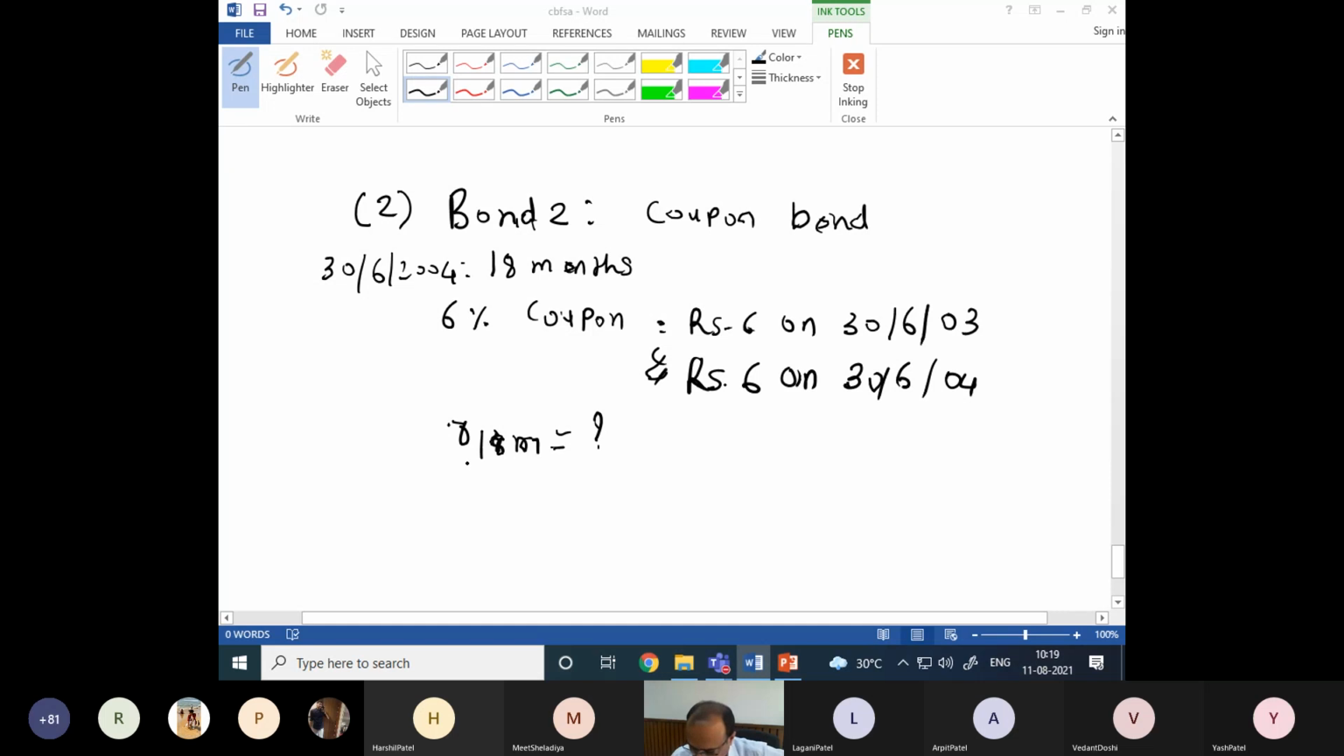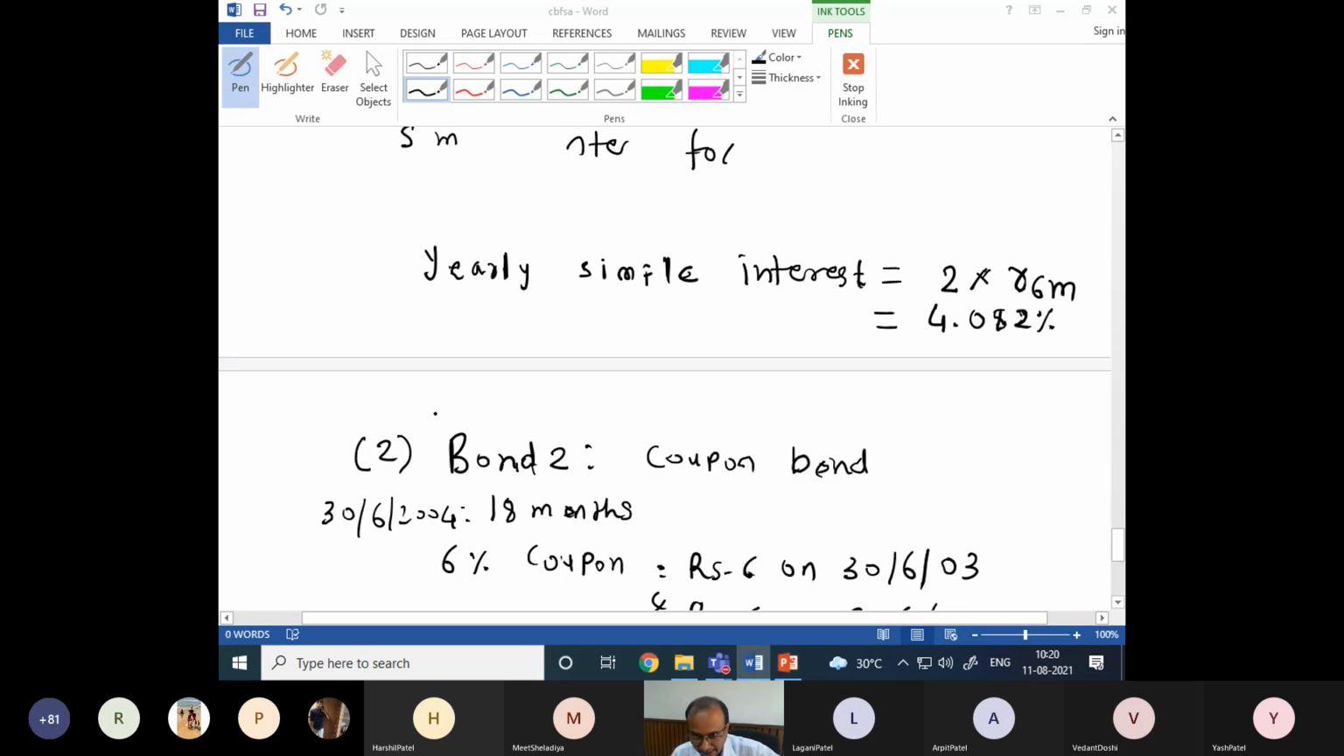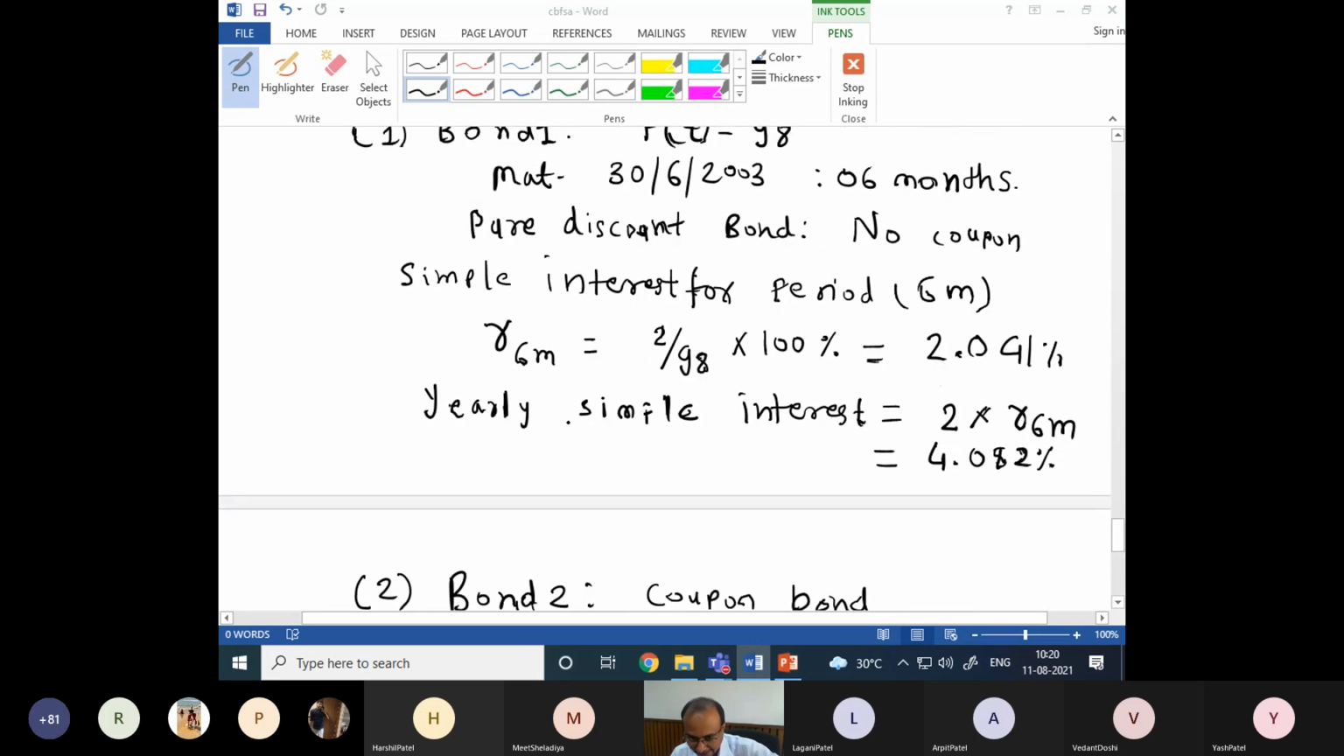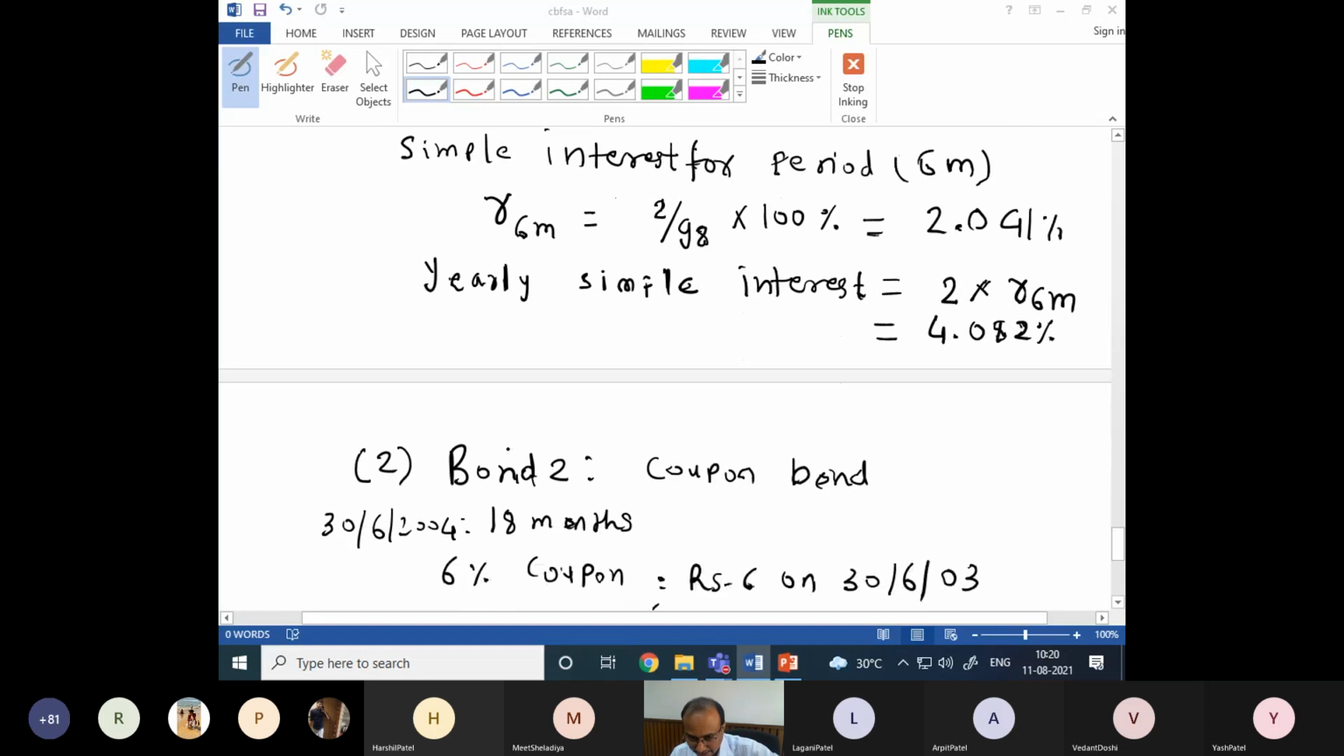Sir, how to calculate the compounding interest rate for the first bond? I will come to that later on. Let me complete the simple interest rate first. We have calculated the simple interest rate for bond 1. Okay, for compounding we use this formula.